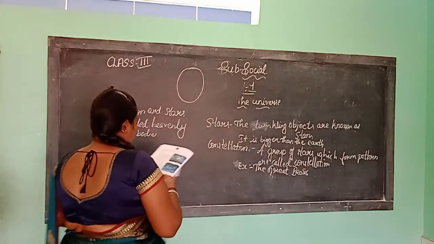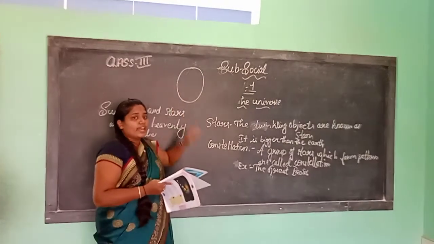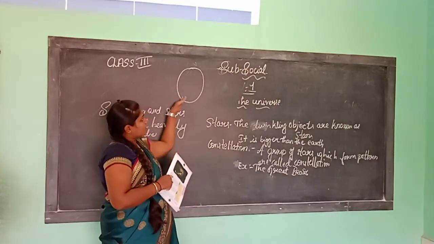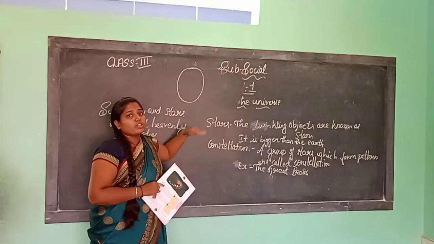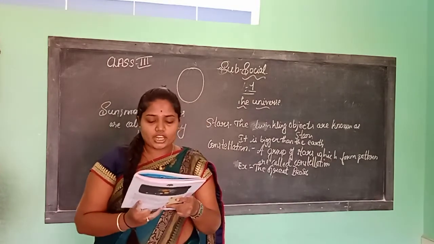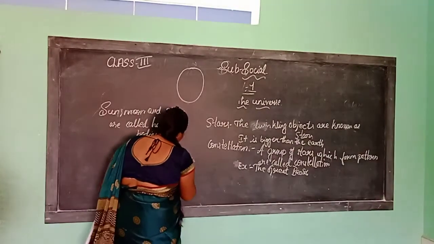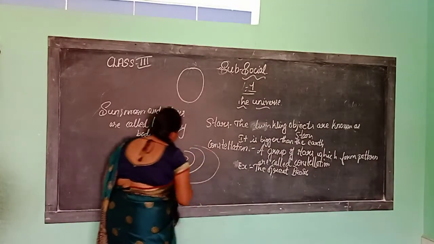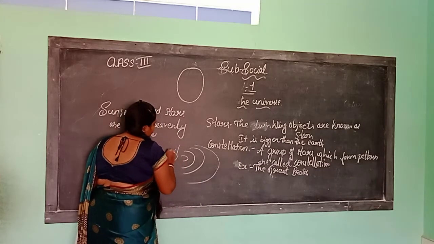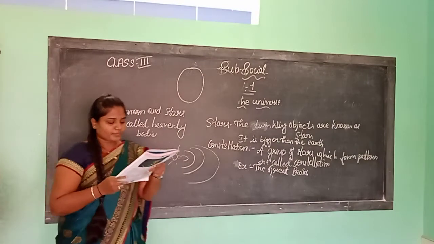It is many times bigger than the earth. So it is many times bigger than the earth. The sun is at the center of the solar system. So this solar system is in the middle. The sun is there. Understood, children?